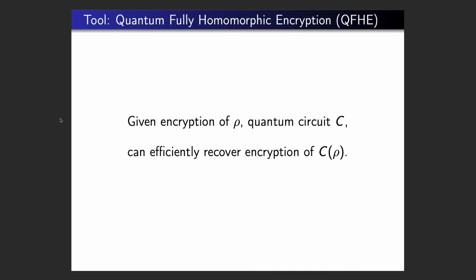The main tool in this impossibility result is going to be quantum fully homomorphic encryption. Roughly speaking, what this primitive allows us to do is, given an encryption of a quantum state rho and a quantum circuit C, it allows us to efficiently recover an encryption of C of rho. So it allows us to perform computation on the quantum data, even though the quantum data is encrypted.